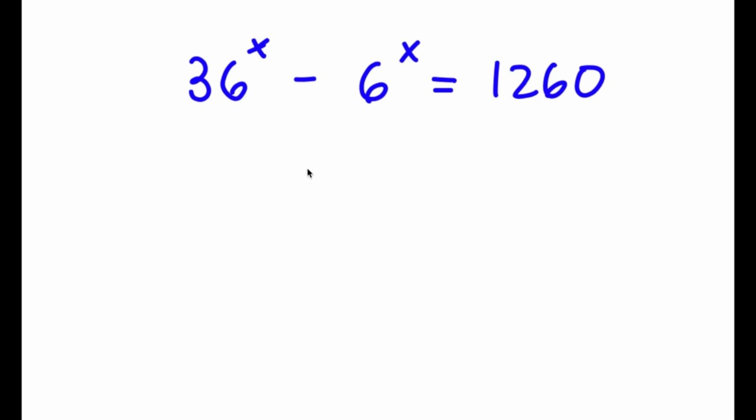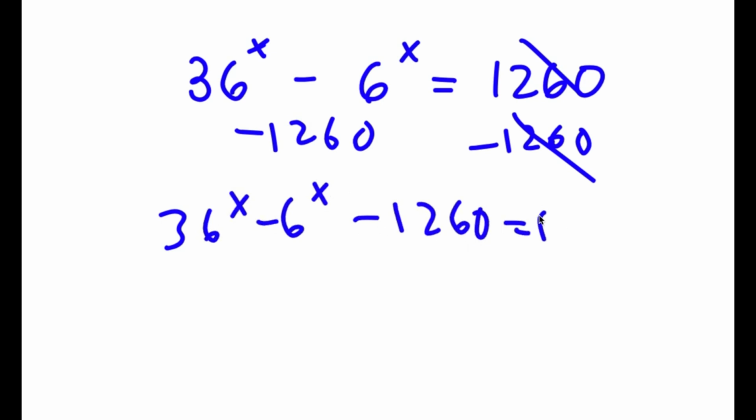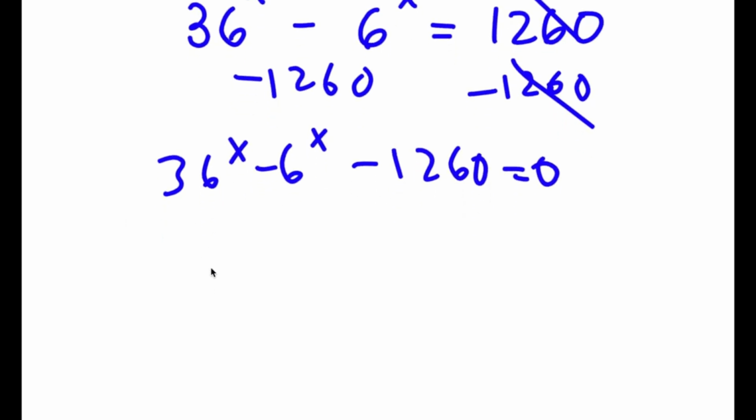Alright, so in this problem I have 36 to the power of x minus 6 to the power of x is equal to 1260. So I'm going to first start by subtracting 1260 on both sides. So then these two cancel out, and I have 36 to the power of x minus 6 to the power of x minus 1260 is equal to 0. Now 36 is the same thing as 6 squared. So I have 6 squared to the power of x, and I can actually switch the places of these two.